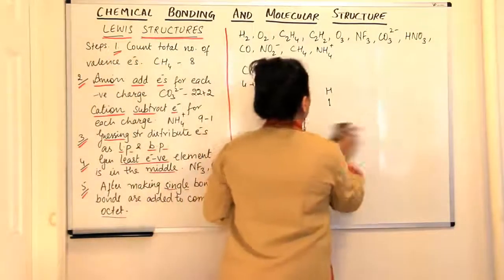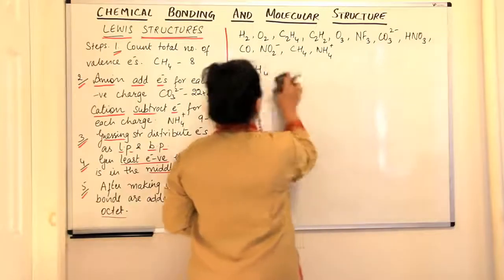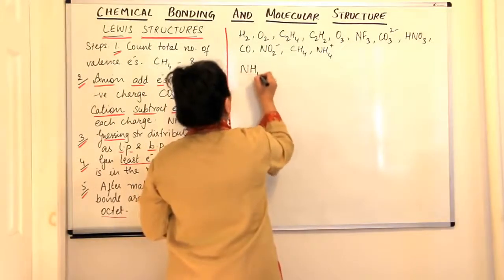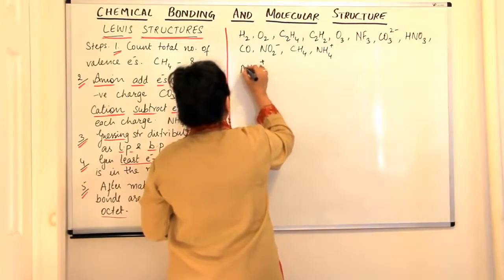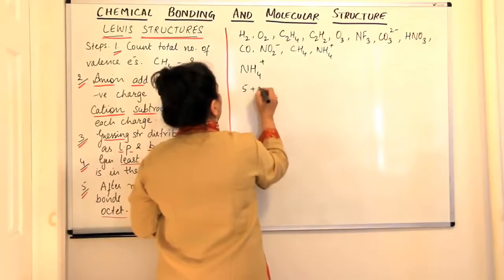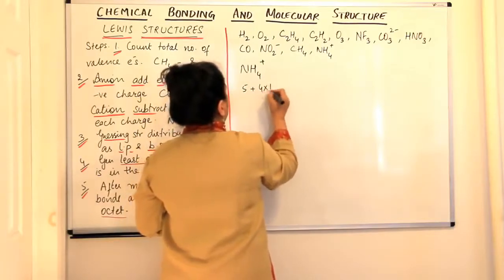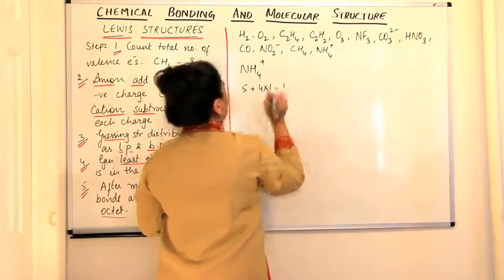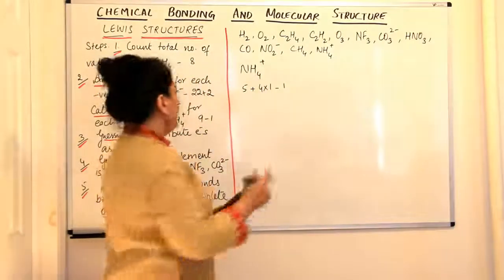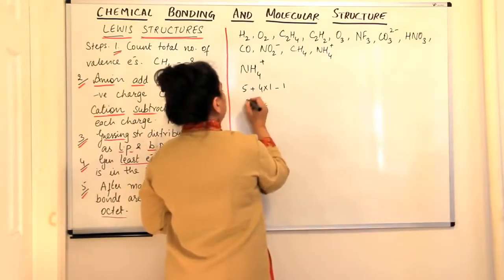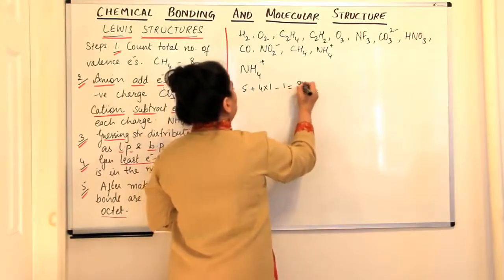And now we come to the last structure that I had planned for today, and that is NH4 positive, the ammonium ion. Now nitrogen has 5 electrons. The 4 hydrogens are 4 into 1, that is 4 electrons, and since it has a positive charge, you remove 1 electron from this. So we have 5 plus 4 minus 1 is 3, 5 plus 3 is 8, so we have 8 electrons.